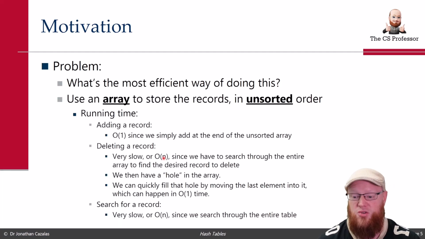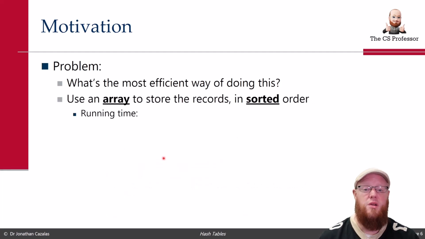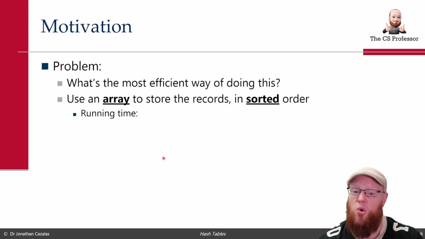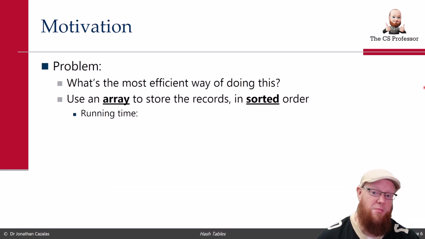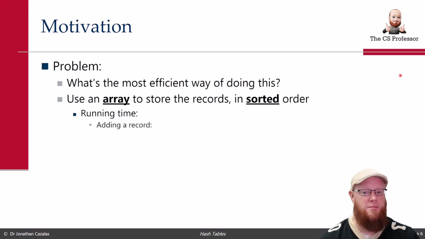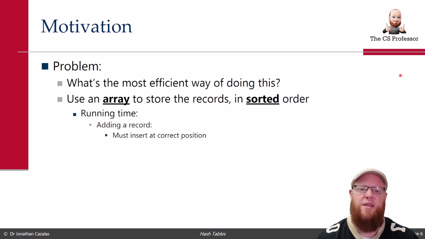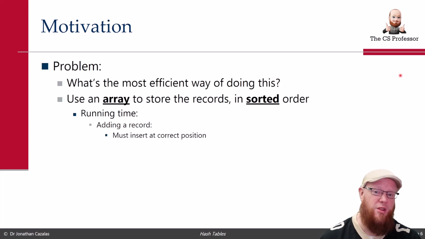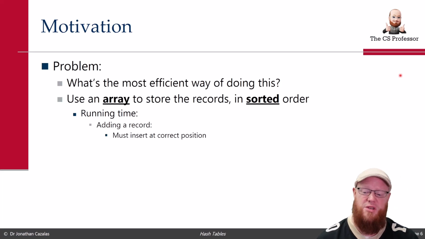Why? Because it's unsorted. Now what if you want to use an array, but it's a sorted array? The whole goal is to implement this table of records. We would like to use a sorted array. What would be the running time to add a record? Well, you need to find the correct insertion position. And you could do an O of n loop to find out where that correct position is.